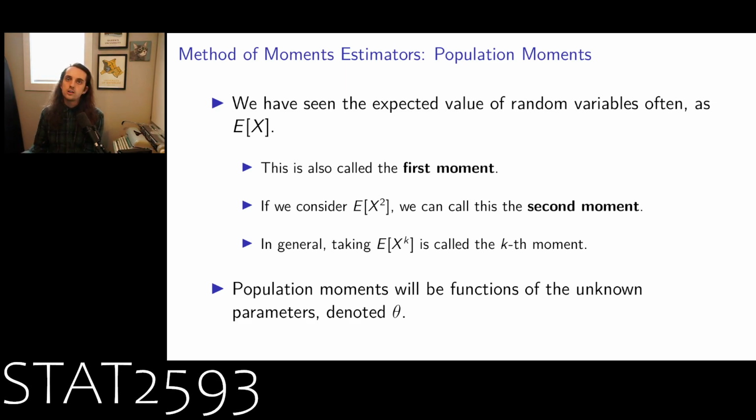And we'll denote all of the parameters that we're trying to estimate as theta. So sometimes that might be a single parameter, just mu. Other times that might be a set of two parameters, say mu and sigma. And other times you might have a long list of parameters that define a distribution. No matter what, the population moments are going to be functions of theta.